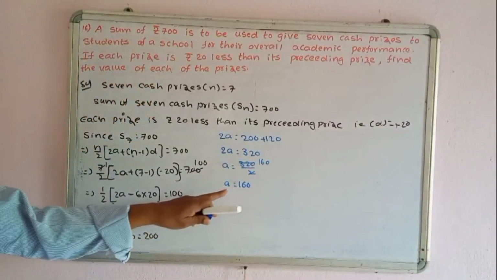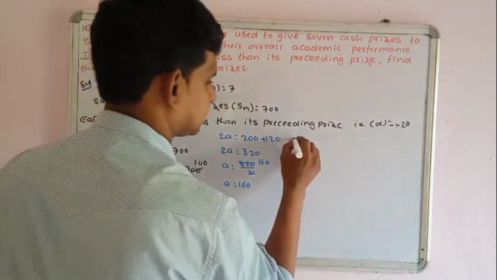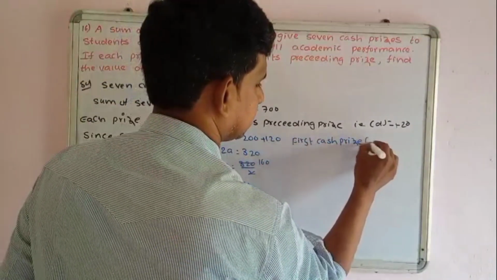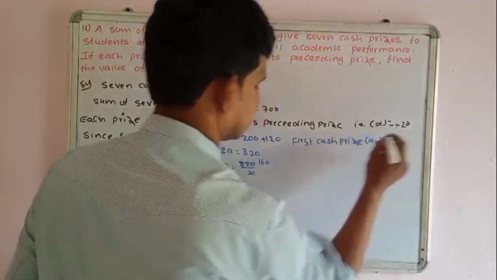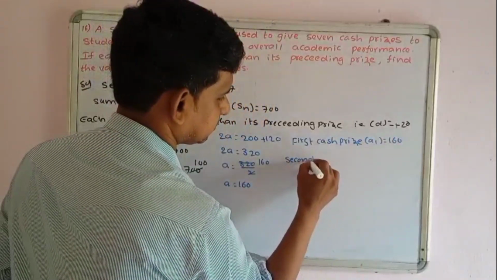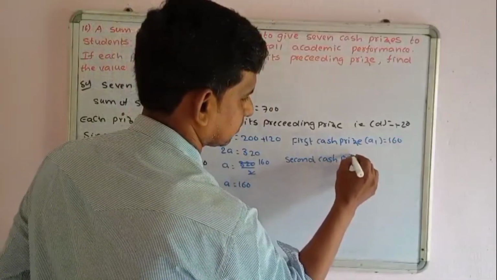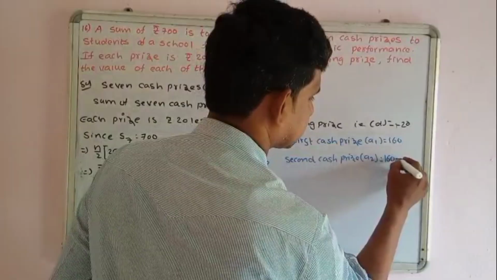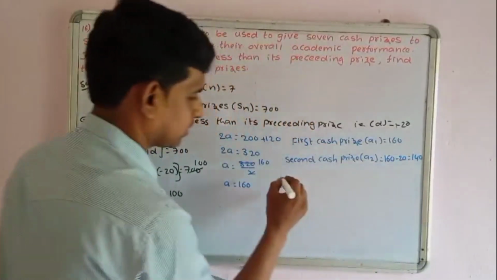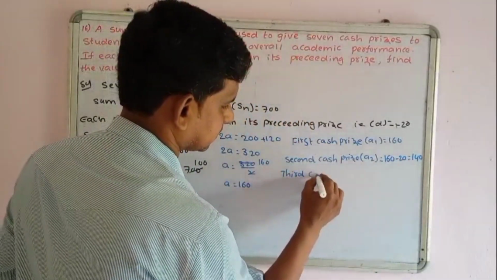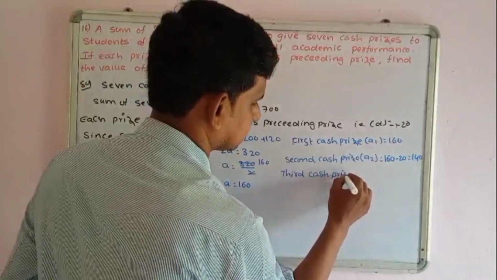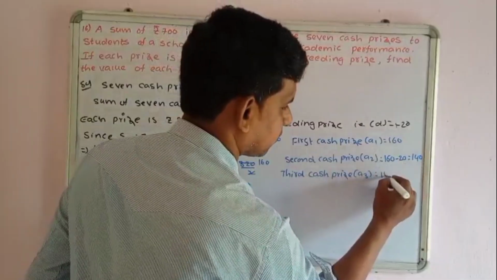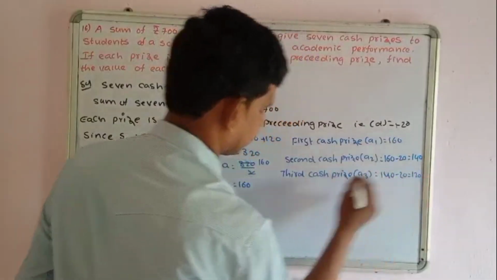Now what does a mean? It is the first prize. So the first cash prize a1 equals 160. Second cash prize: a2 is 20 less than the preceding, so 160 minus 20, that is 140 rupees. Third cash prize: a3 is 20 less than preceding, 140 minus 20, that is 120.